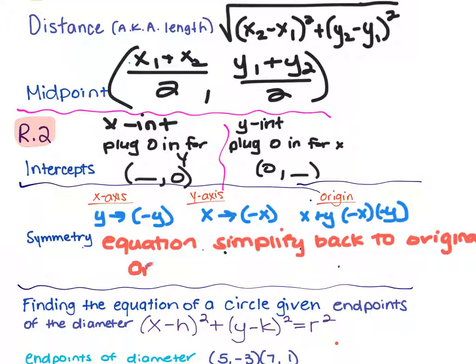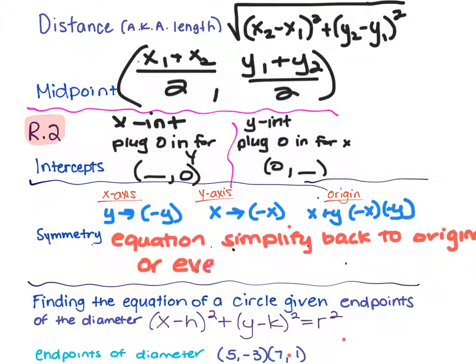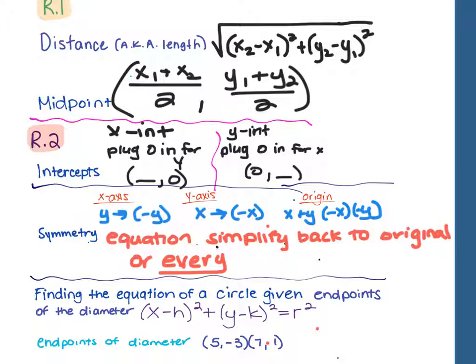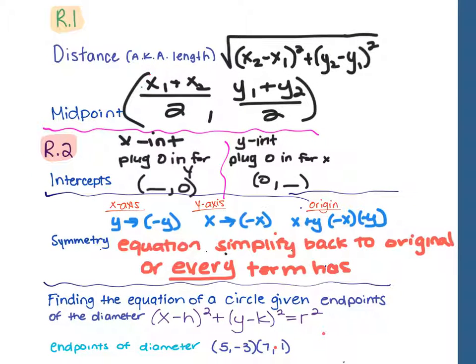Or each term, every term. So if there's 6 terms, every single term has to change its sign. And remember, you can have x-axis and origin. You can have y-axis and origin. You can have all 3. You can have none.